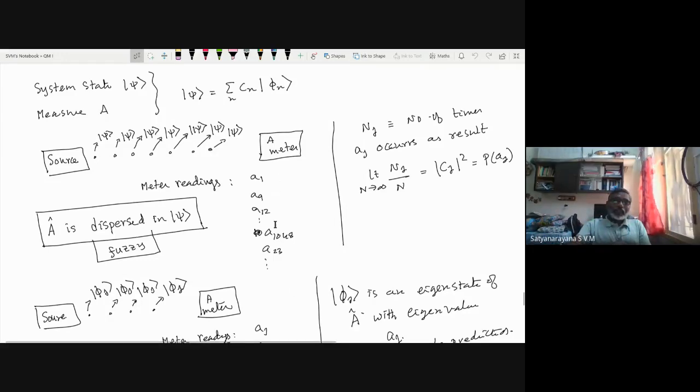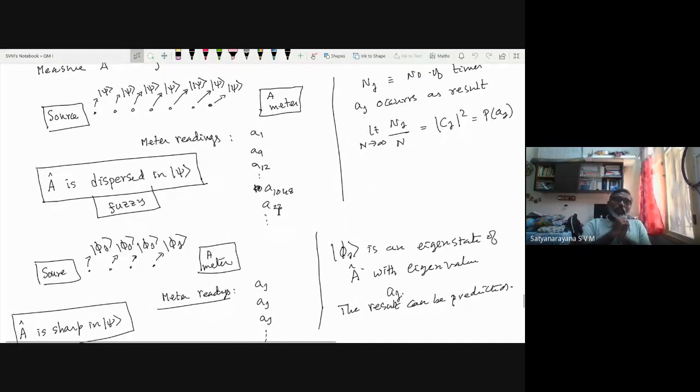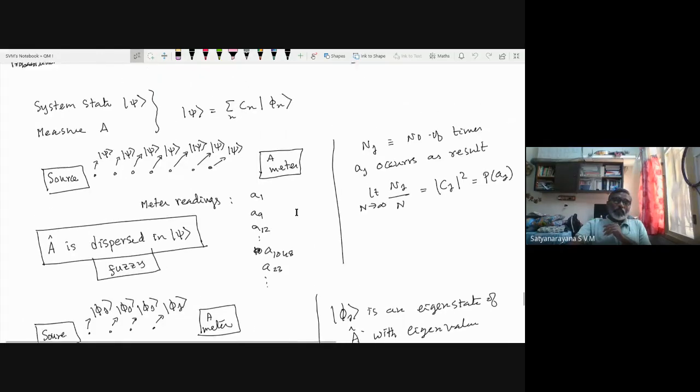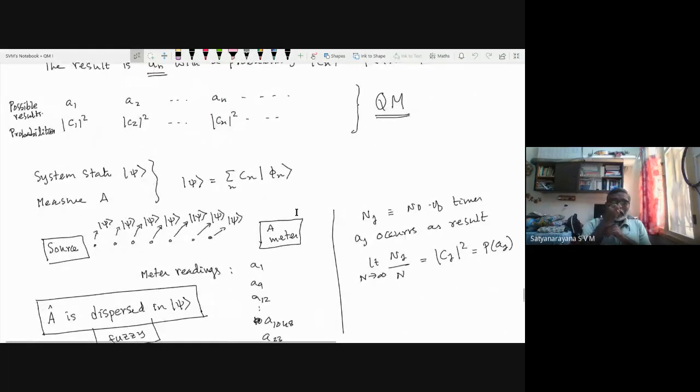And when the results are dispersed, we will not be able to make any prediction about the result. We can only talk about probabilities of the results, and probabilities by no means allow us to predict. So this is the indeterminism. It is not because of any inability we have to create the state in a particular eigenstate. This is the structure. This is the nature of the quantum world.